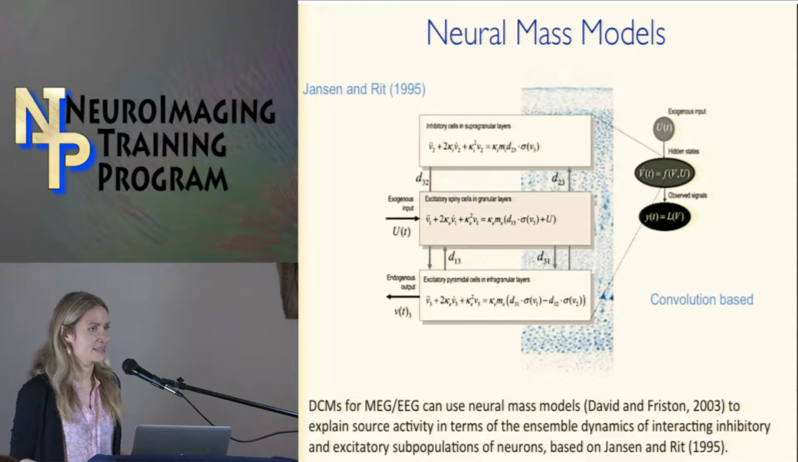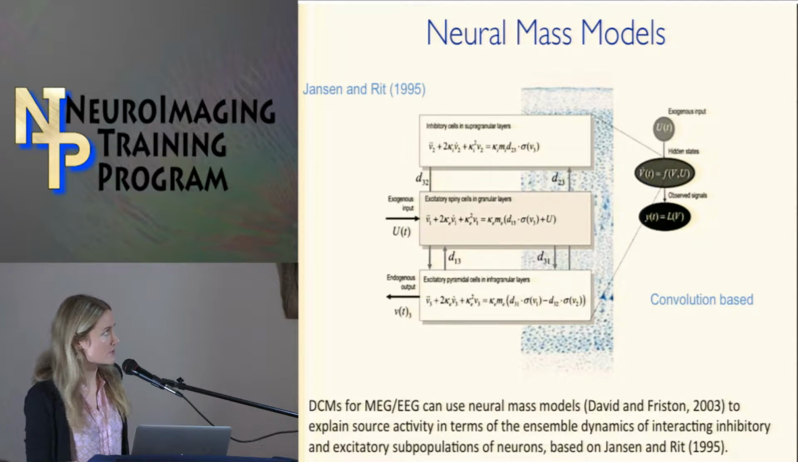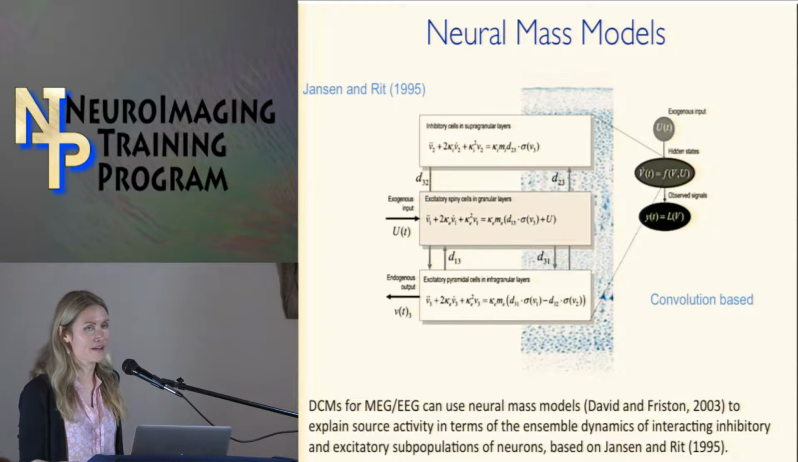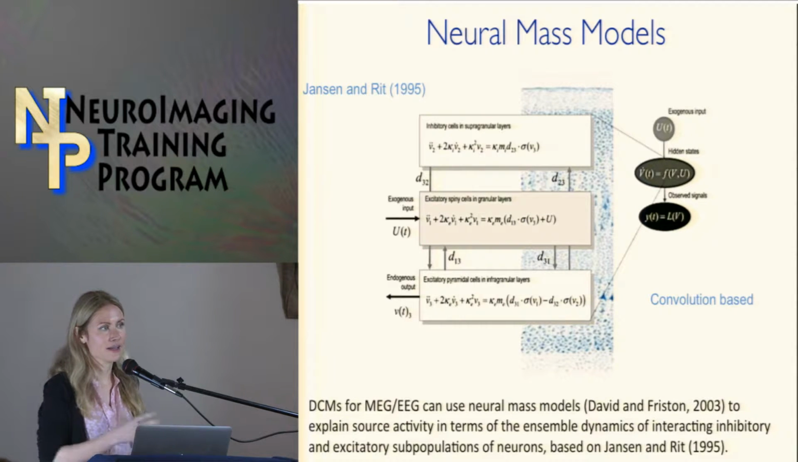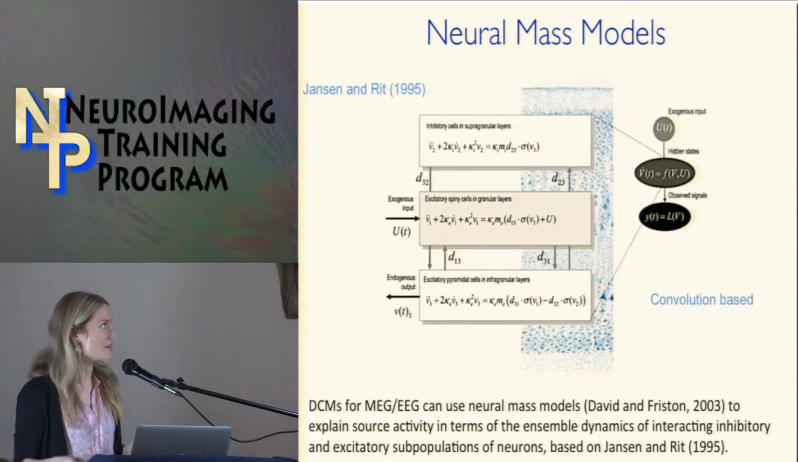So as Logothetis mentioned, it's very difficult to define a canonical or basic elementary unit of neural computation. But you can still make some interesting models that are biologically plausible at certain levels of abstraction. There's one by Jansen and Rit in 1995 that's been very influential in later evolutions of neural mass models and neural field models.